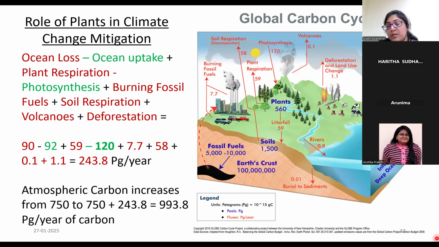So the atmosphere is storing 750 petagrams of carbon. Fossil fuels are storing around 5 to 10,000 petagrams of carbon within the earth. Earth's crust itself has a lot of carbon. Soils have this much carbon. Plants also, the biomass of plants, basically the stem, the leaves, roots, all are composed of carbon only. So they have 560 petagrams of carbon stored in them when you look at the entire Earth as a unit. Oceans are also carrying a lot of carbon. As it goes deeper, the carbon storage is higher.